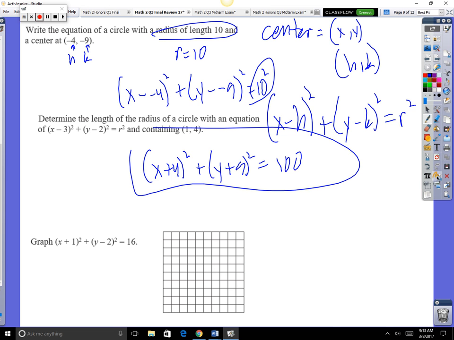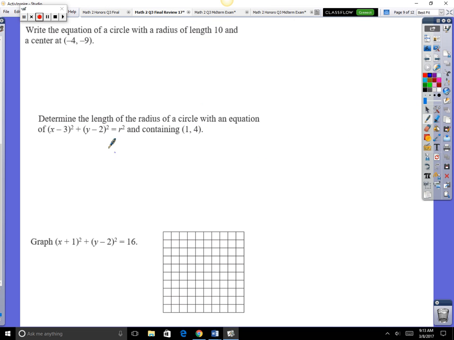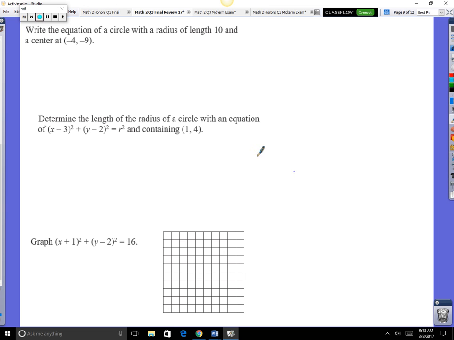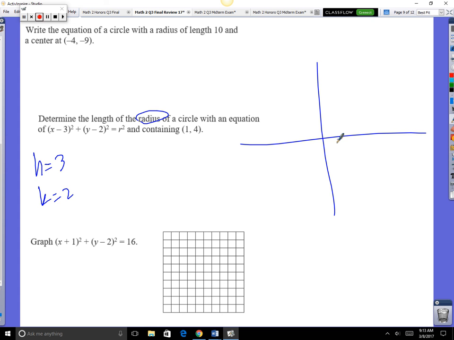Okay, now the next one, they're going to give you the formula, everything but the radius, and you've got to find the radius, but they're going to give you a dot. So your circle, your h is at 3 and your k is at 2. So somewhere over in quadrant 1, if you go over 3 and up 2, there's your center, and it contains the point 1,4. So if I go over 1 up 4, my circle looks something like that. And they want us to find the radius.